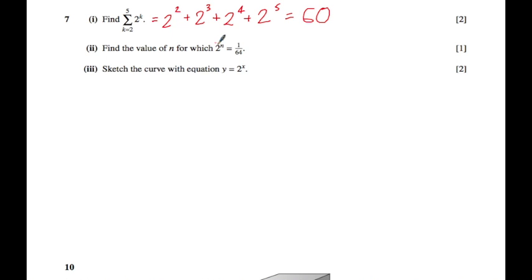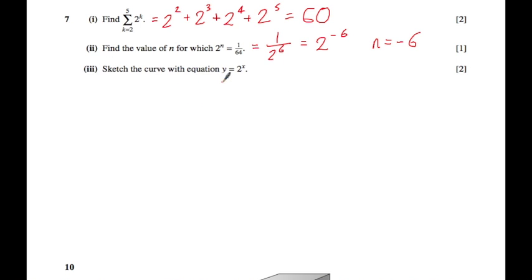Right, find the value of n for which 2 to the power of n is 1 over 64. So we need to convert this into a power of 2. I guess you could do this using logarithms, but it's overkill really. You should hopefully recognise 64 is a power of 2, so 2, 4, 8, 16, 32. So that is 2 to the power of 6, and because it's 1 over, that's going to be the same as 2 to the power of minus 6. So n would be minus 6.